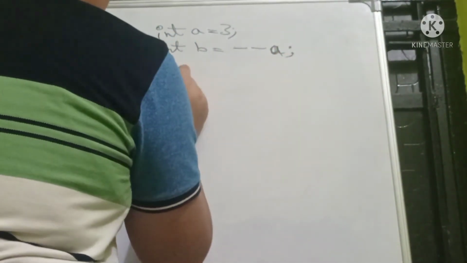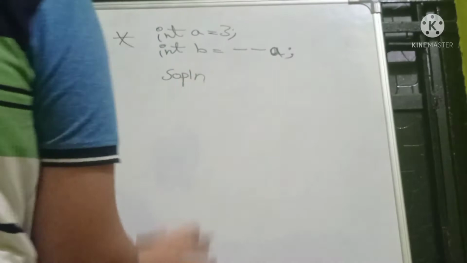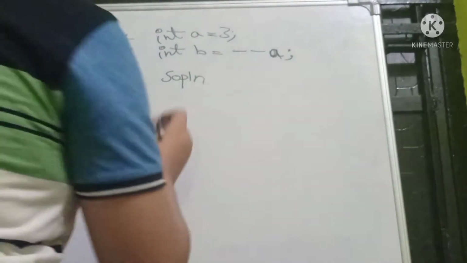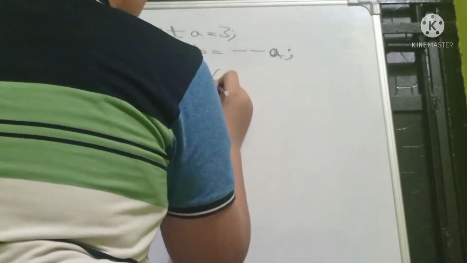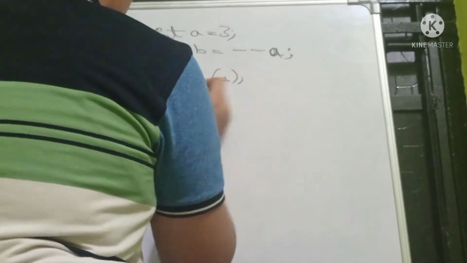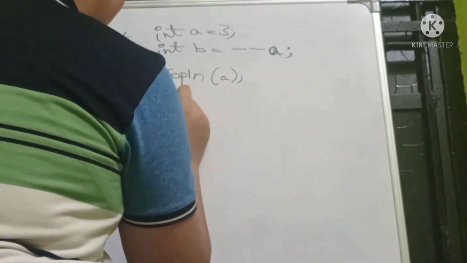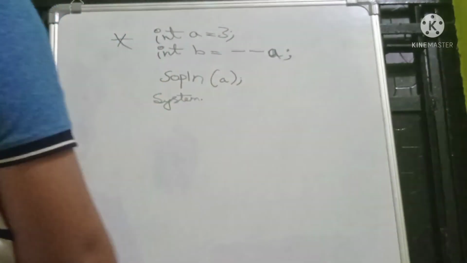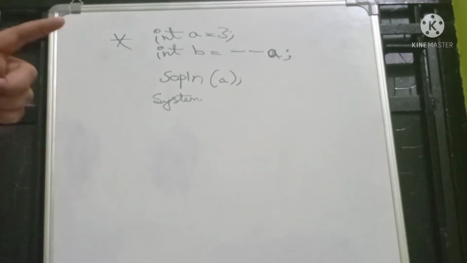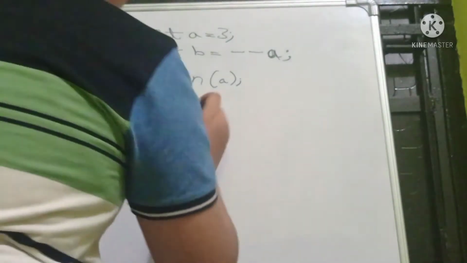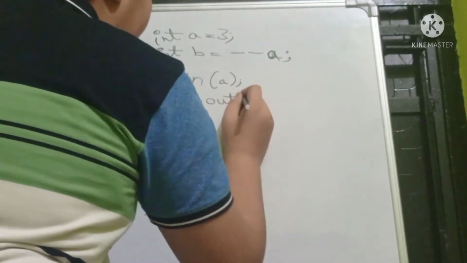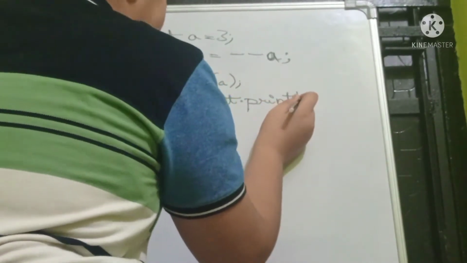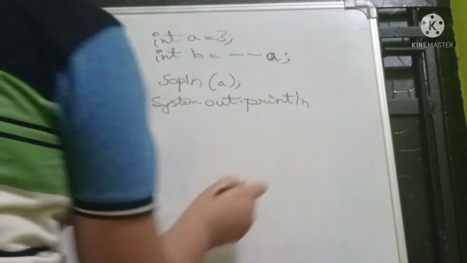Then SOPLN. The full form of SOPLN is System.out.println. I am writing the full form of it. In the program, you will not write SOPLN; if you write it, marks will be deducted. So you have to write the full form, System.out.println. In this way, you have to write.